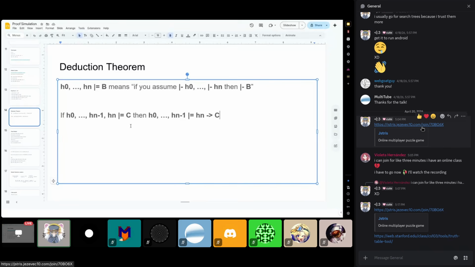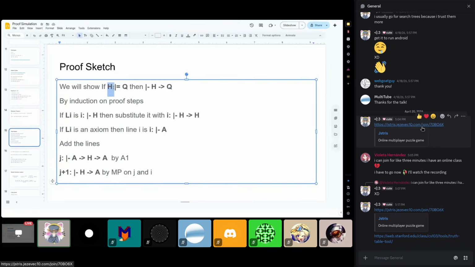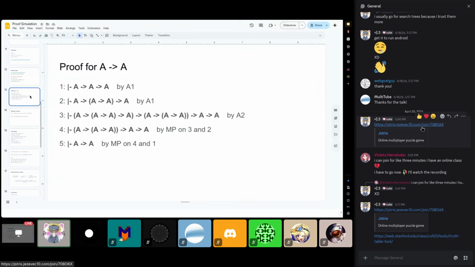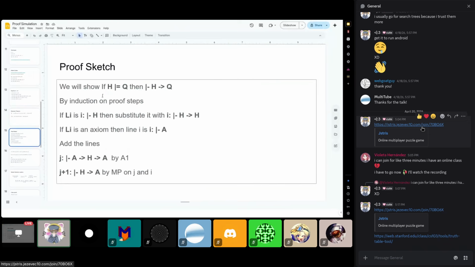Yeah. So we're going to sketch the special case where you only have one assumption. We will show if from H you can derive Q, then you can derive H implies Q. All right, by induction on proof steps. So what is a proof step? It's either an axiom, like this step one, or the only inference rule we have, which is modus ponens, like this step four. Those are the two possible forms of a proof step, so we have to break into cases on that.